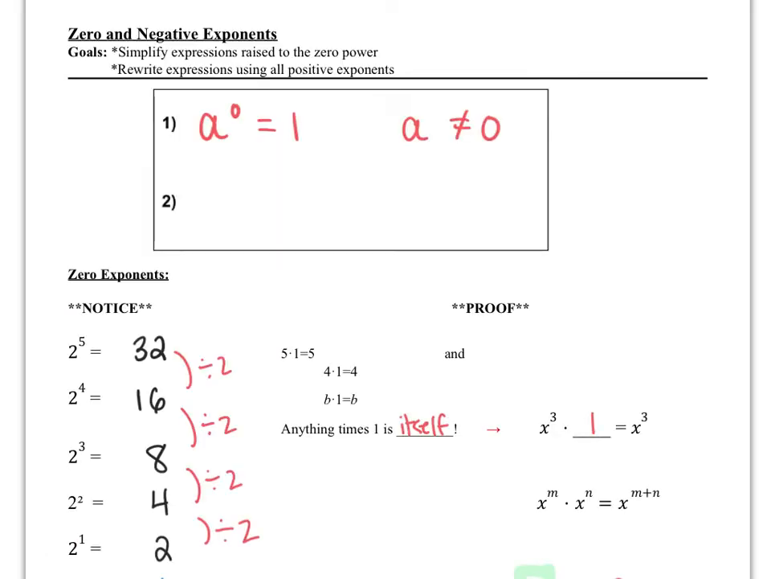So if I go back to the first page, what this is going to mean for my rule is that if I have a number to a negative power, it's going to become 1 over that same base, but to the positive power. So by moving the item to the denominator, the exponent becomes positive.